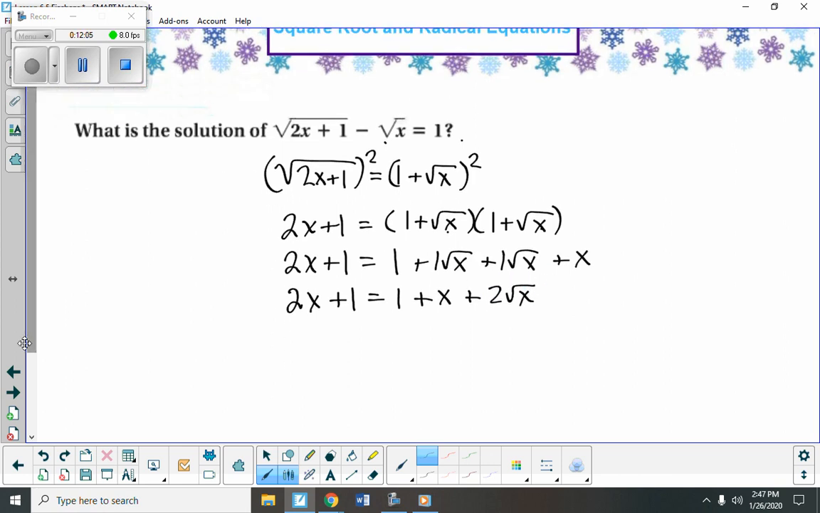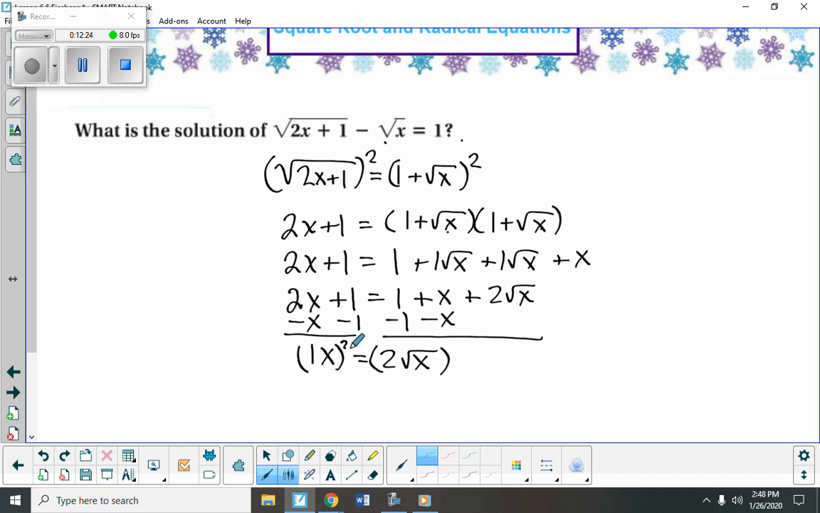Now, we have another square root going on, so we need to isolate that. So we're going to subtract everything from that side. So this gives us 1x equals 2 root x. Now at this point you could divide by 2, but it actually is fine if you just square both sides. So this gives you x squared on the left. Here we're squaring the product, which means we have to square both parts. So 2 squared is 4. The square root of x squared is x.